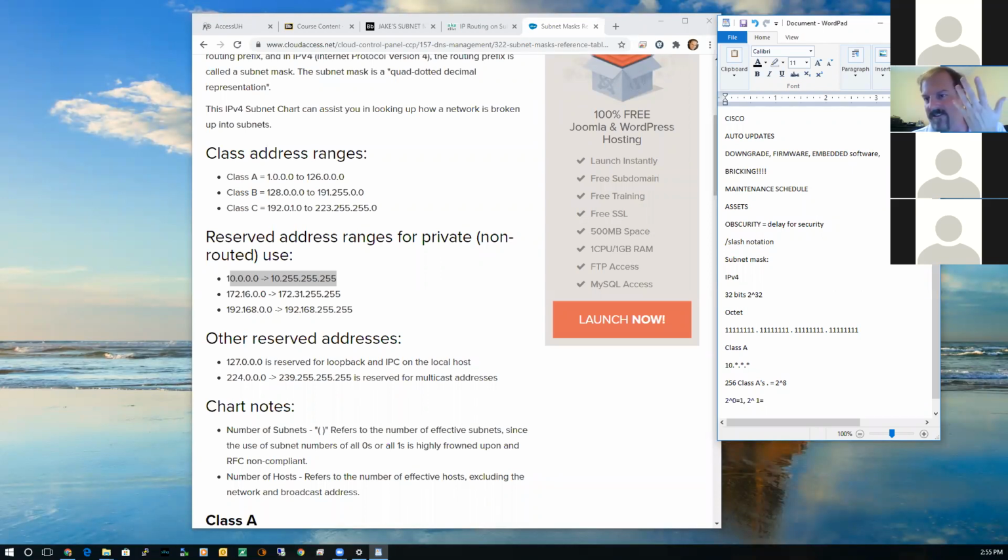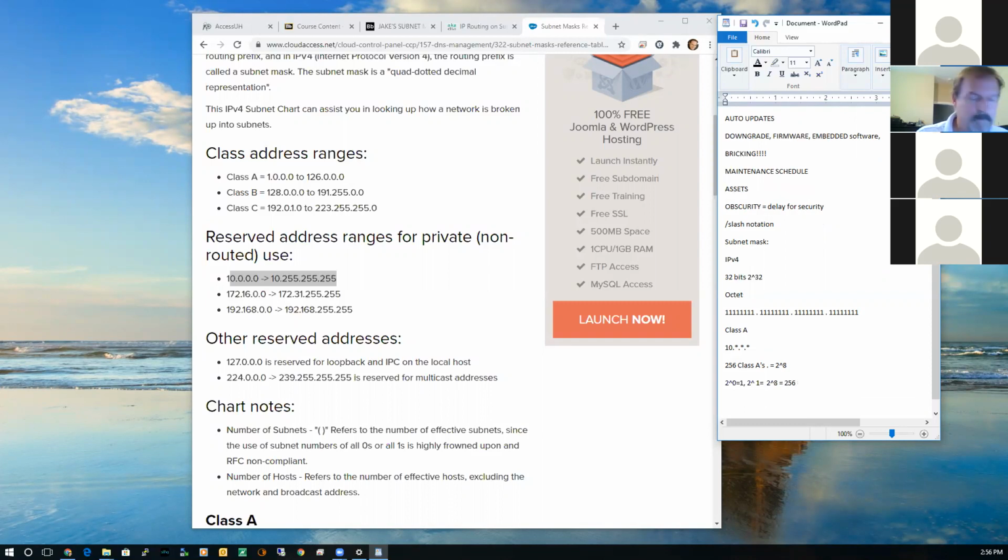I've got 5 fingers up, so 32, that's 2 to the fifth power. And then 32 doubled is 64, and then that doubles 128, and then 256. So I've got 8 fingers up here. So 2 to the 8th power equals 256. Okay, keep that in mind.